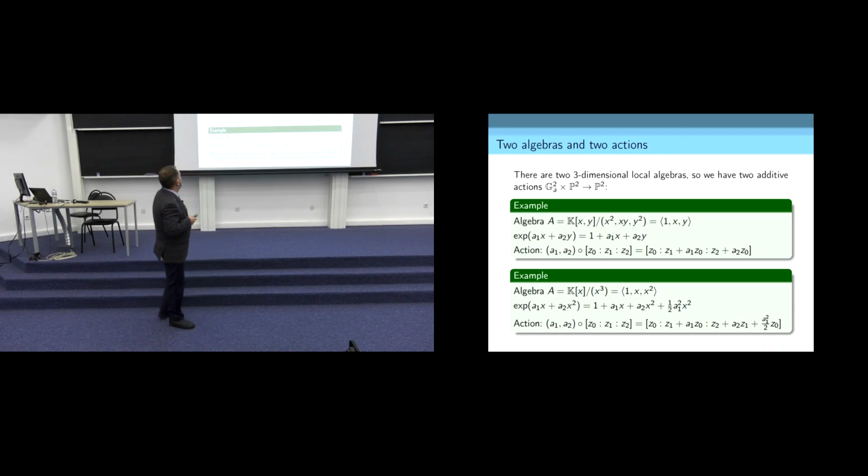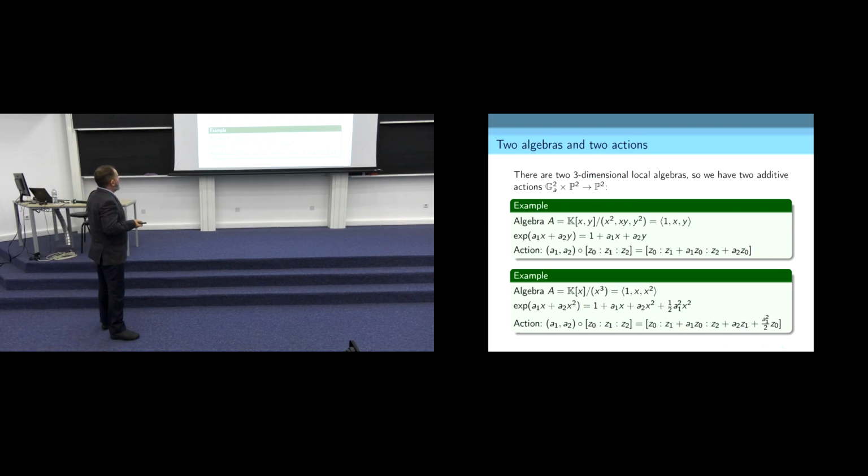And now I return to my two examples, and I would like to illustrate them through this correspondence. If you do just by hand the classification of local algebras of small dimensions, then you will see that there are precisely two local algebras of dimension 3. The first one is this one, and the second one is this one.